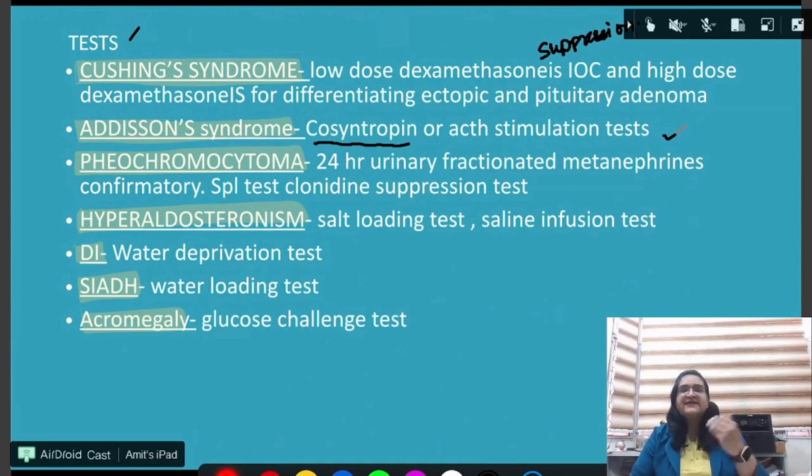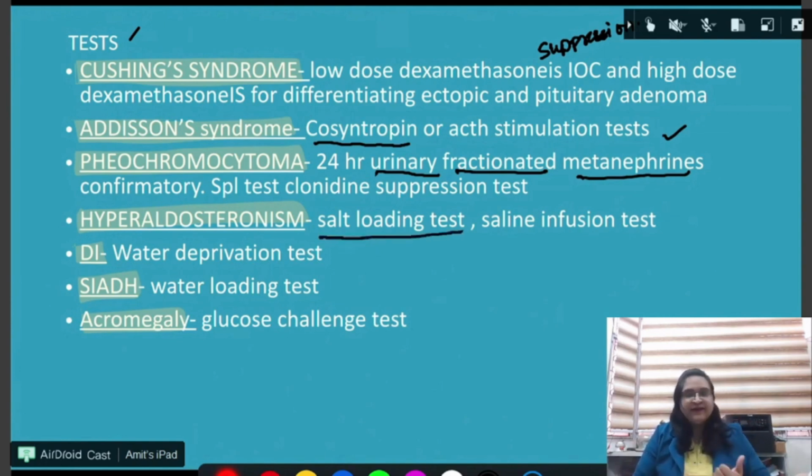For pheochromocytoma, 24-hour urinary fractionated metanephrines are the confirmatory test. Special test, clonidine suppression test, but that is not done routinely, only sometimes. For hyperaldosteronism, we have the salt loading test, which is obsolete now, so we do saline infusion. For diabetes insipidus, we have the water deprivation test. For SIADH, syndrome of inappropriate ADH secretion, the investigation of choice is the water loading test.